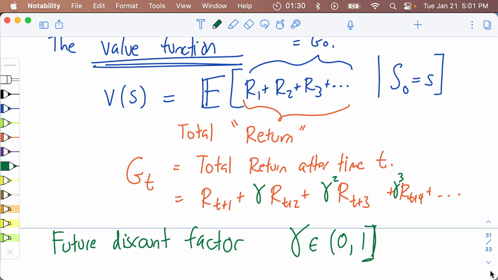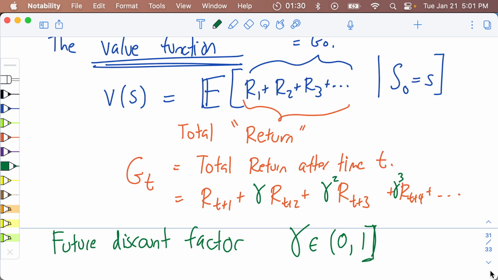Is 0 also allowed? 0 is allowed. If you put in 0, then you're saying, I don't care at all what happens tomorrow, I only care about what happens today. So you're going to get some wonky behavior at 0. You can put it in if you want, but it'll be weird. So let's exclude 0. I don't remember what the textbook does. You guys can check.